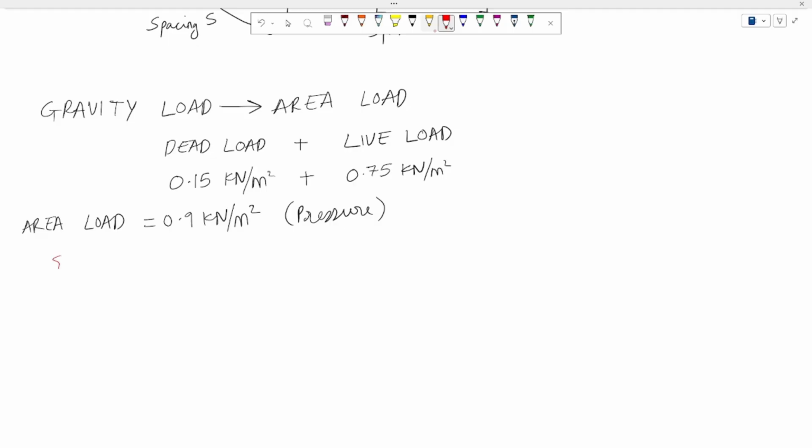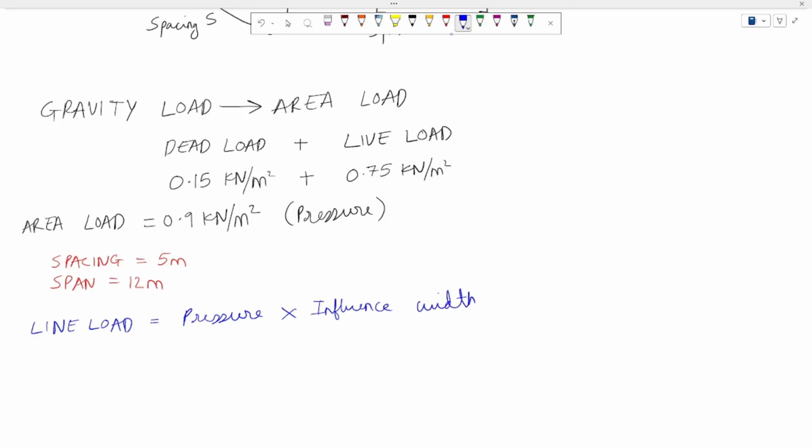Now let us assume the spacing as 5 meter between the beams, span as 12 meter. Now let us calculate the line load. Line load or UDL on the beam is pressure multiplied by influence width. This influence width is nothing but spacing. So in our case it will be 0.9 into 5, that is equal to 4.5. The unit will be kilonewton per meter. This will be in the form of UDL.